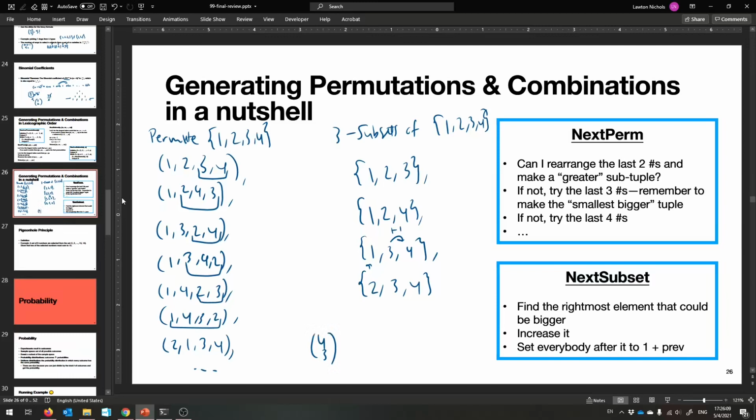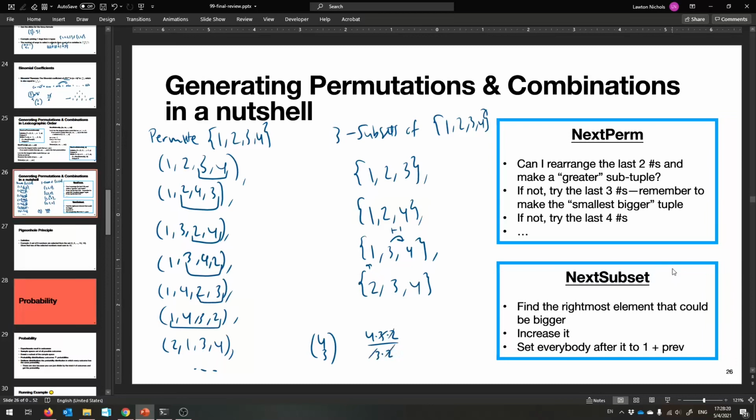So we should have had 4 choose 3 of them. That should be 4 times 3 times 2 over 3 factorial, which is 3 times 2 times 1. So the 1 is unnecessary, but the 3s and 2s cancel, and we have 4 total.